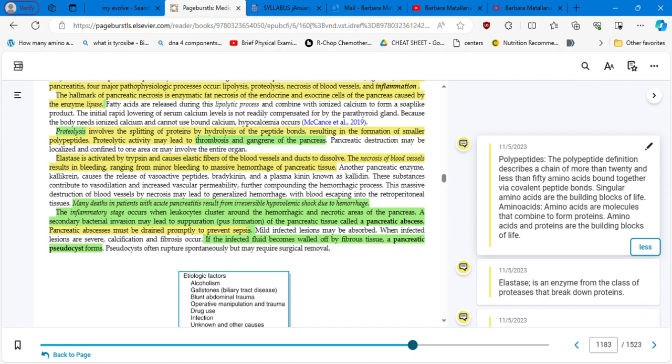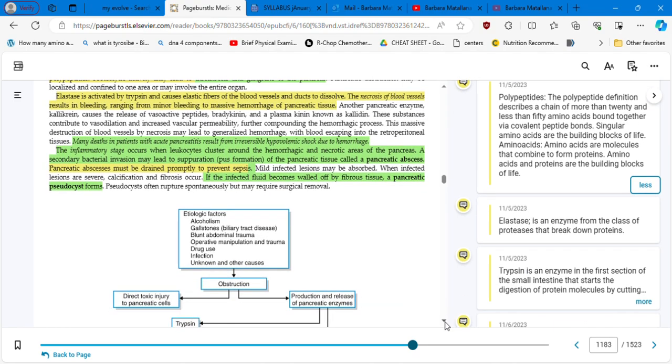Elastase is activated by trypsin and causes elastic fibers of the blood vessels and ducts to dissolve. Dr. Matalana, what is elastase? Elastase is an enzyme from the class of proteases. Do you remember we talked about the three main important enzymes in the pancreas, lipase, amylase, and protease? Protease is breaking the proteins, right? So elastase is an enzyme from the class of proteases that break down proteins, okay? So elastase is activated by trypsin.